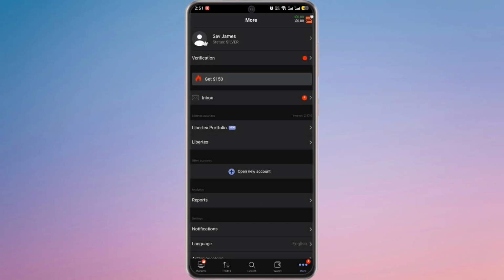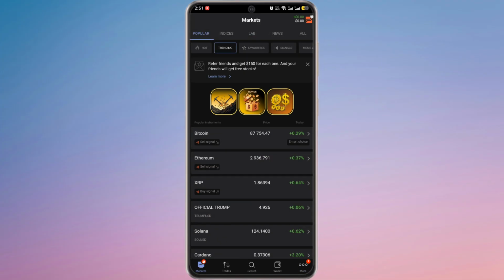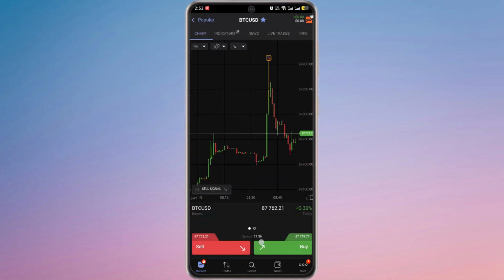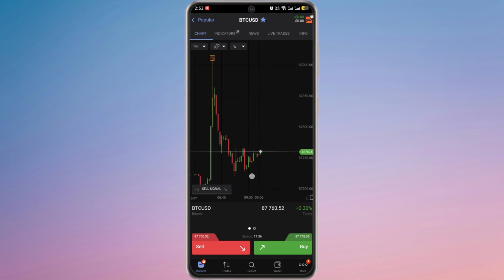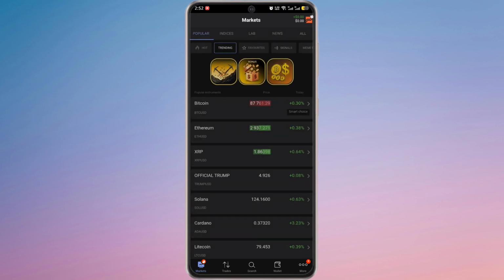Libertex trading fees vary depending on the asset you trade, including forex, stock, cryptocurrencies, and commodities. There are generally two types of fees: spread and commission. The spread is the difference between the buying and selling price of an asset, while the commission is a fixed or percentage-based fee applied per trade.